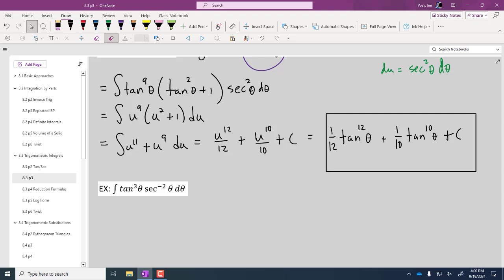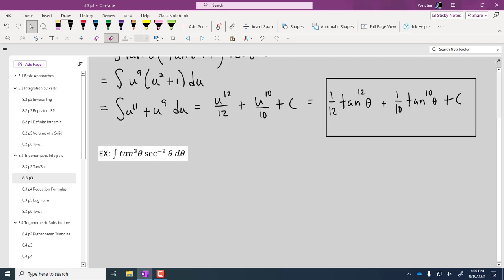Question free. All right, let's take a look at this one. You guys can try this one. I'm going to do the first step, though. We're going to rewrite this one as tan cubed divided by secant squared d theta. So we have a rule for even secants and odd tangents. That is not an even secant. When we say the power on secant is even, we mean when it's in the numerator.